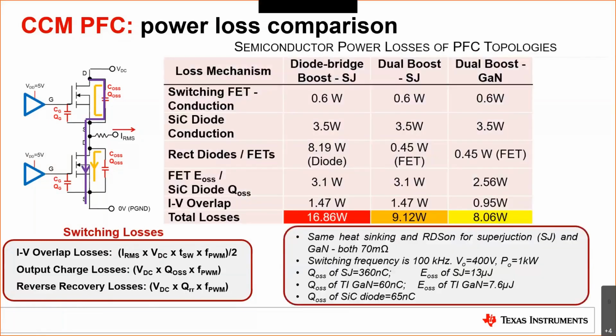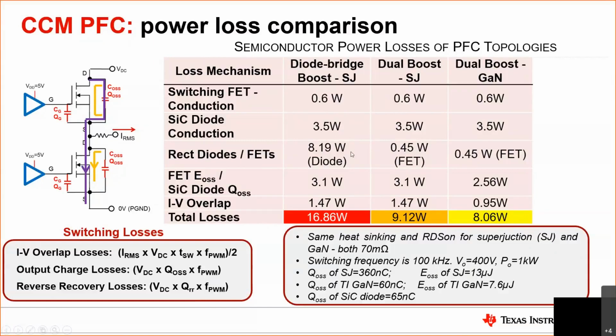For the comparison, our team took 3 designs, and you will see also in the lower right corner the conditions for all 3 designs. So we chose, for example, superjunction FETs and GaN FETs both with 70 milliohms. All designs were switching with 100 kilohertz, and they were for the same conditions with 400 volt output and an output load capability of 1 kilowatt. When you see on the very left side, the diode bridge PFC, of course, will have huge power losses, mainly driven through the rectification diodes.